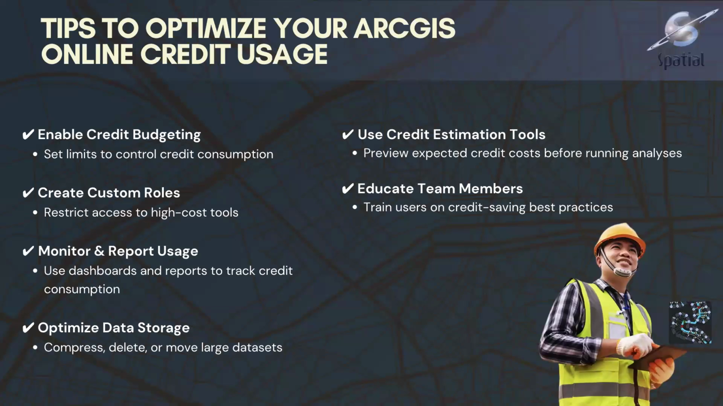The first tip that we have on the list here: you should enable credit budgeting. In ArcGIS Online, administrators can allocate a specific number of credits to each member through a feature called credit budgeting. With this, members can view their available credits on their settings page, and this really promotes awareness and responsible usage of credit consumption.